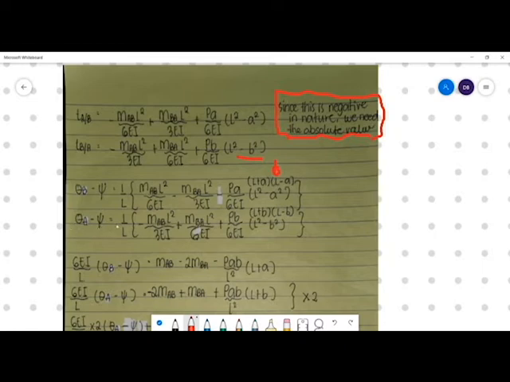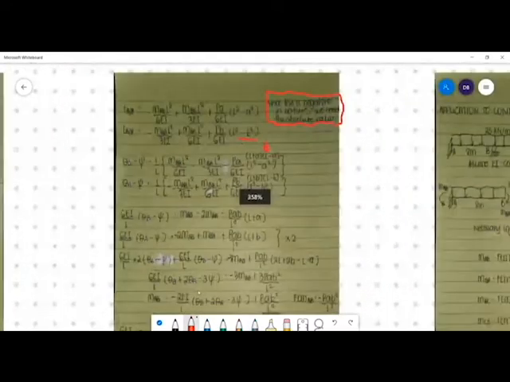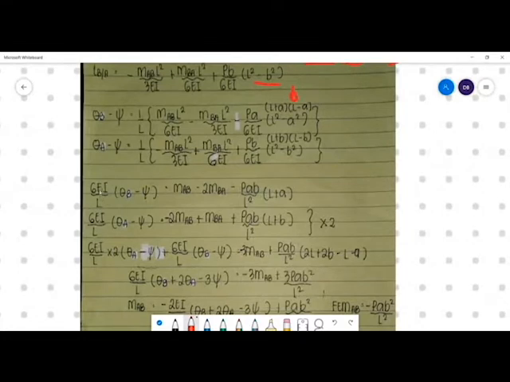Theta A minus psi is equal to 1 over L times negative M sub AB L squared over 3EI, plus M sub BA L squared over 6EI plus PB over 6EI times L squared minus B squared. I also factor this out: L plus B times L minus B. Our L minus B is also equal to A. So, 6EI over L times theta B minus psi.